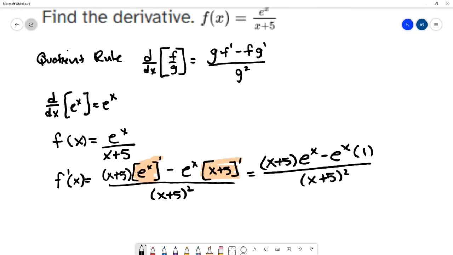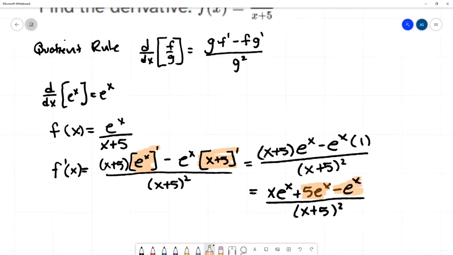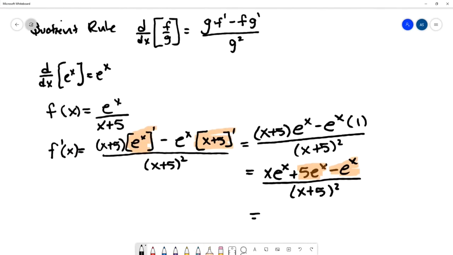And we have a little algebra. We've calculated the derivative, but we have a little algebra so we can simplify more. I can distribute that e to the x. That's x e to the x plus 5 e to the x minus e to the x. Then I have some like terms here. I have a positive 5 e to the x and a negative e to the x. Those combine together to be 4 e to the x.